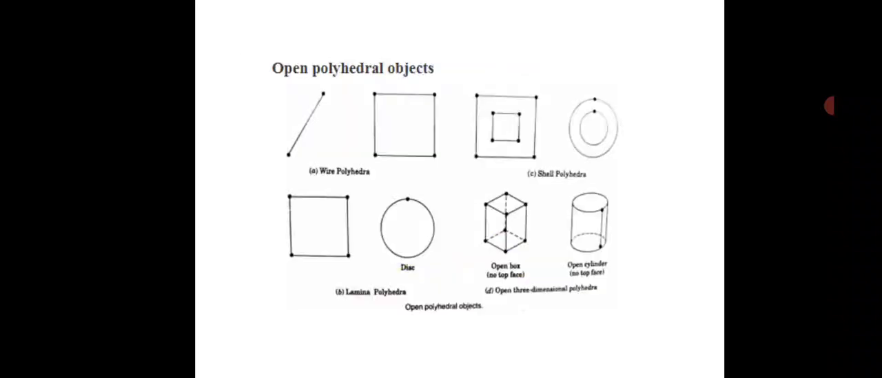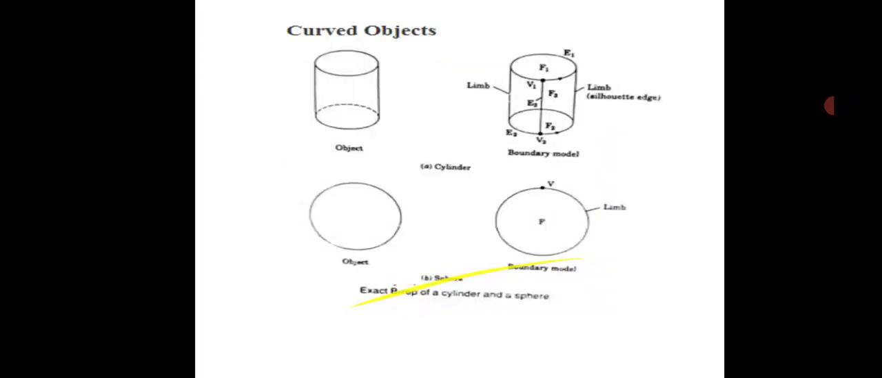This is an open polyhedral object, like a rectangular box. This is a disk. These are all open polyhedral objects. This is a curved object. Here is the BREP of a cylinder and a sphere.